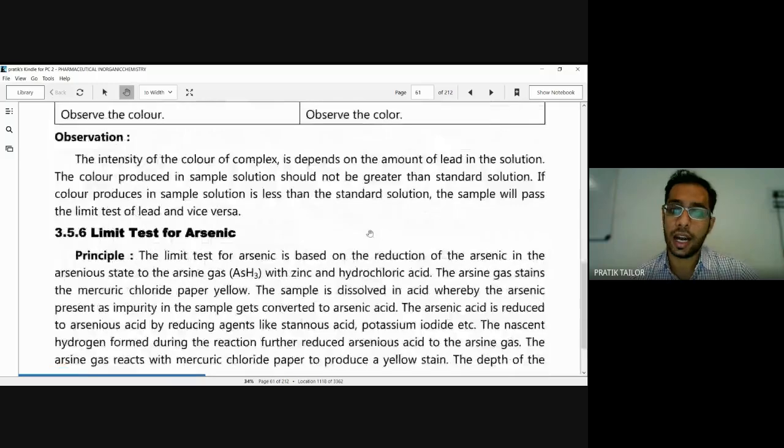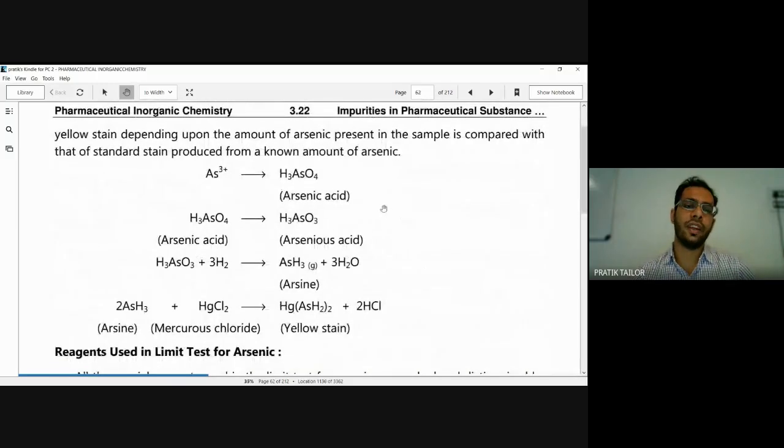Arsenic. What we have learned is that arsenic requires a special apparatus known as the Gutzeit apparatus, which is used for the limit test of arsenic. Arsenic is initially converted to arsenic acid, then arsenic acid is converted to arsenious acid, then this arsenious acid is reduced and converted to arsine gas.